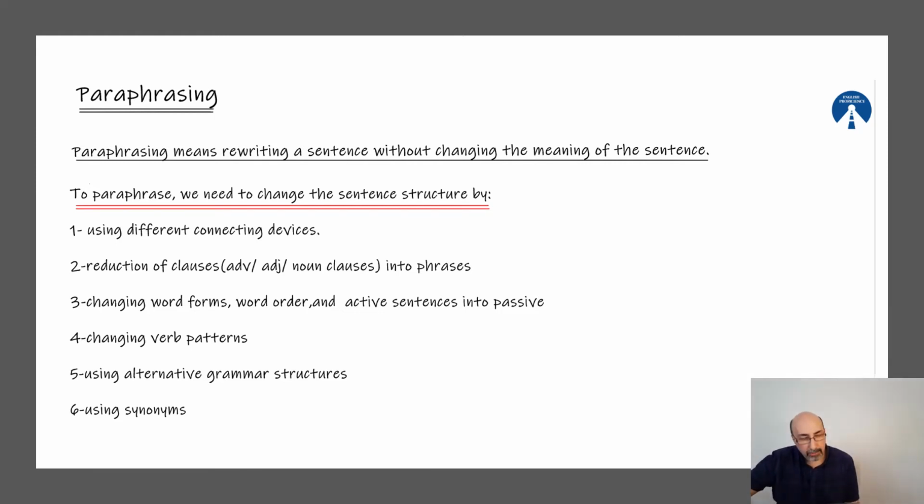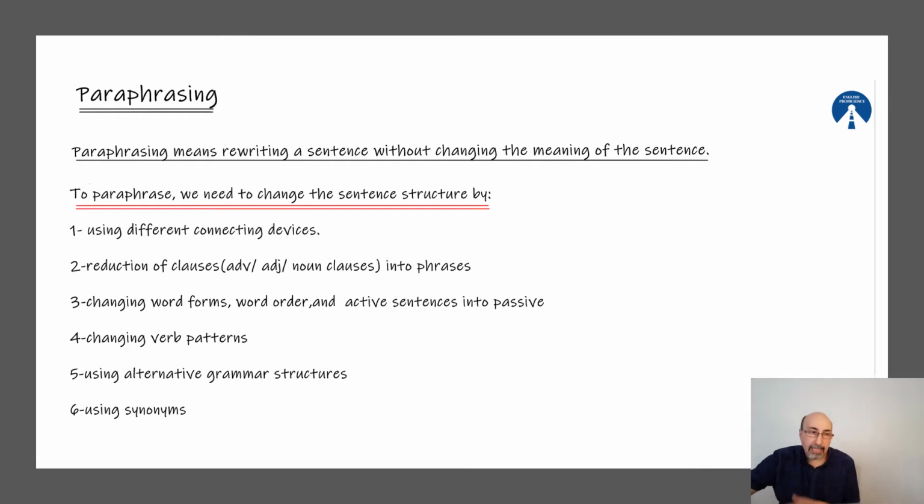If we know how to change the structure of the sentence, that would be very useful. As you can see, there are a few ways I've written here on the board, which we can use to paraphrase. One way is to change the connecting device in a sentence, depending on the type of sentence you've got. For example, if you have a cause and effect sentence, instead of using because or as or since, perhaps it could use because of, followed by a noun or a noun clause or a noun phrase, which would change the structure to some extent.